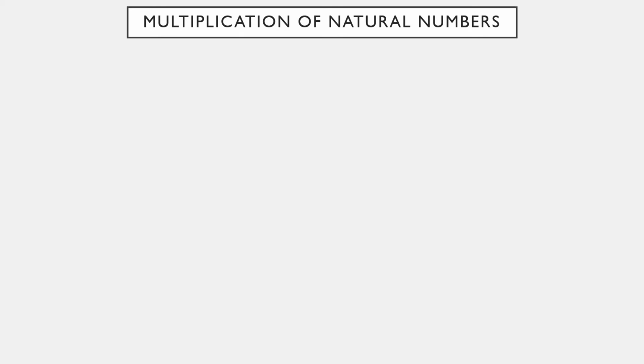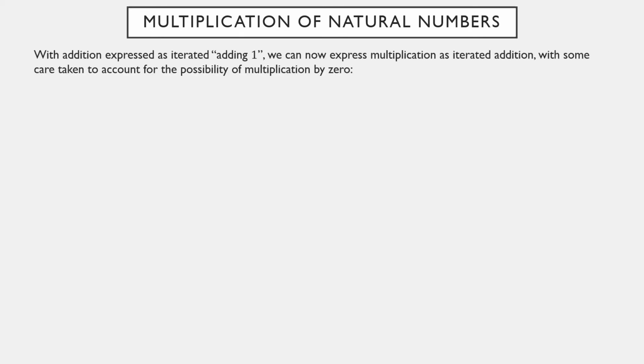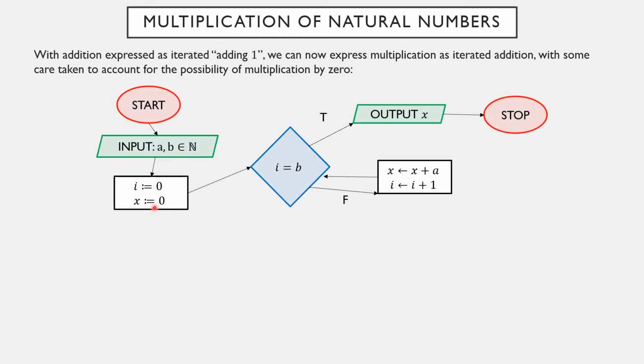Well, what about multiplication? Now that I can iterate adding 1 to get any addition I want, I can iterate adding some other number to get multiplication. Here's how we do it. Input two numbers, and the goal is going to be to output the product. i is going to be our counter. How many times have I added a to itself?